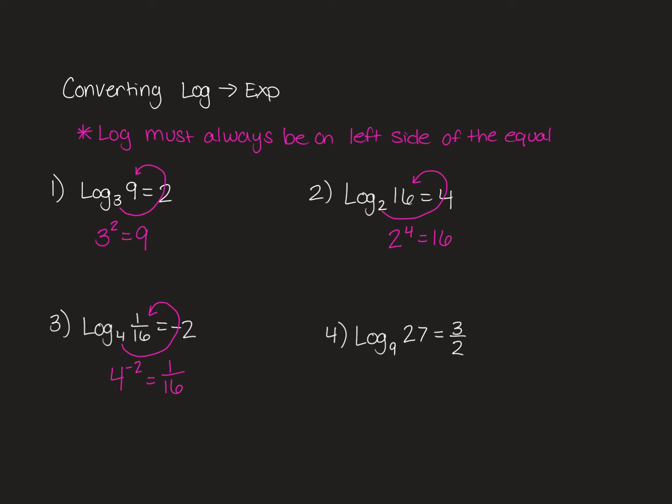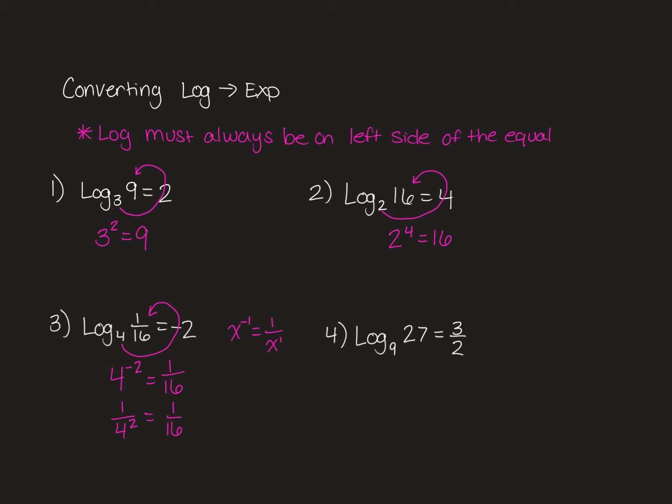Anytime you have a negative exponent, it drops to the denominator. So if I have 4 to the negative second, that's really 1 over 4 squared. Well, 4 squared is in fact 16. So this does equal 1 over 16.